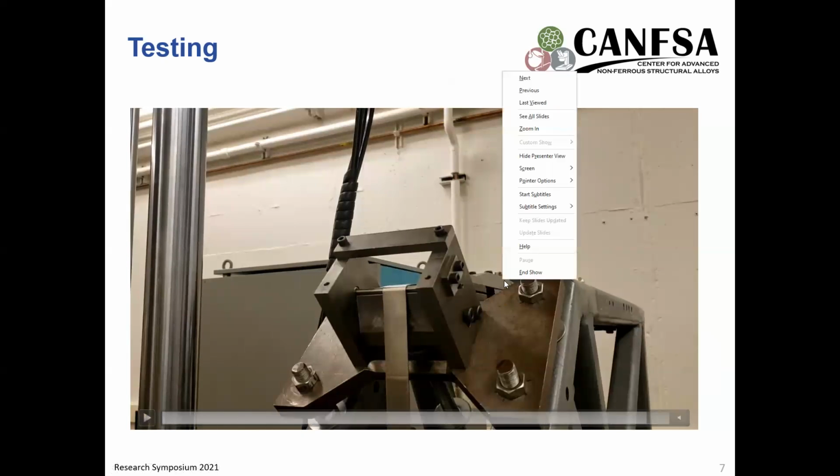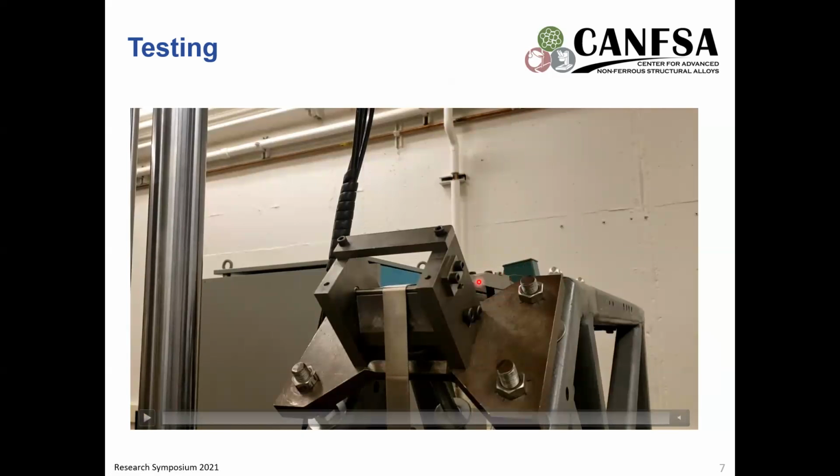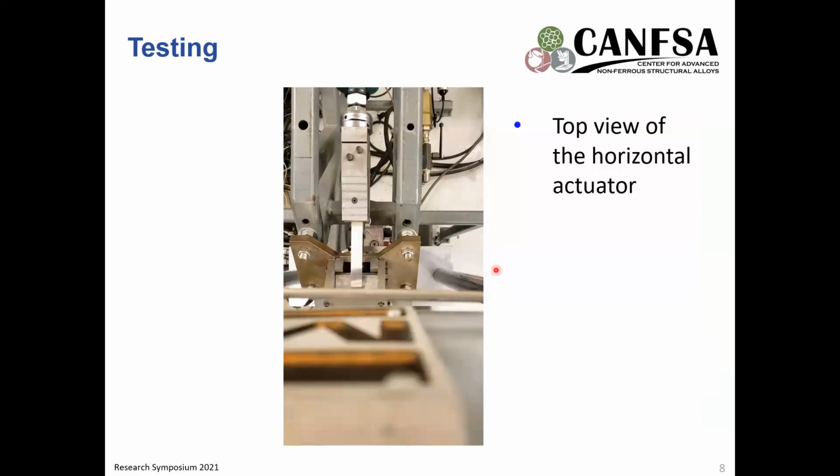So as you can see, the top actuator is up here and the material is just drawn over this die as it is pulled over by that bottom actuator. Here we see a top view of the horizontal actuator, and this is at a much slower ramp rate, so we can see it slowly moving forward, controlling that back force on the material.